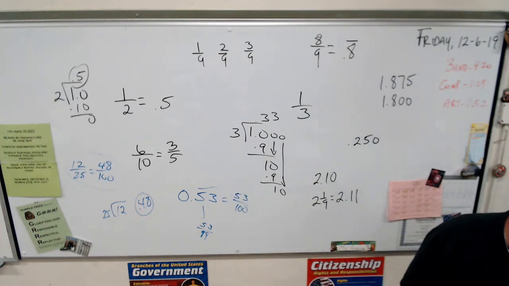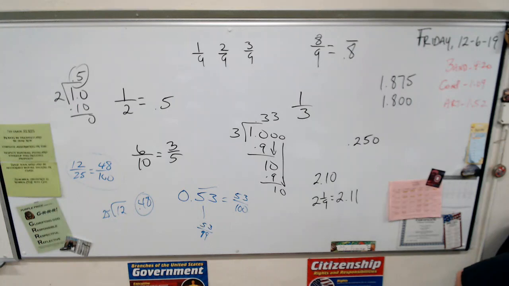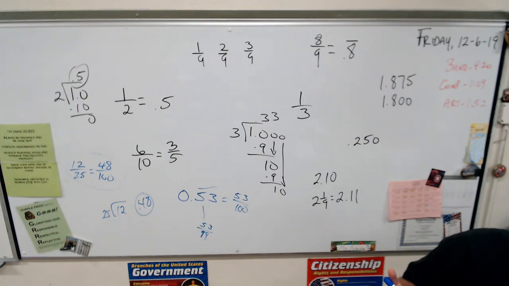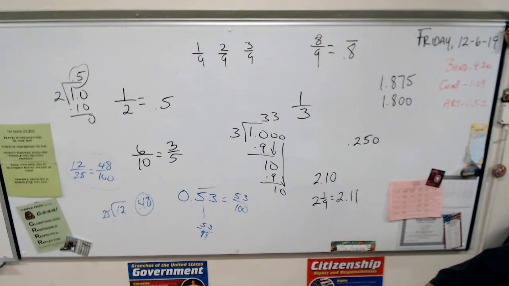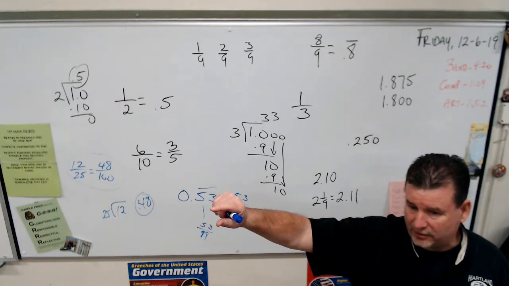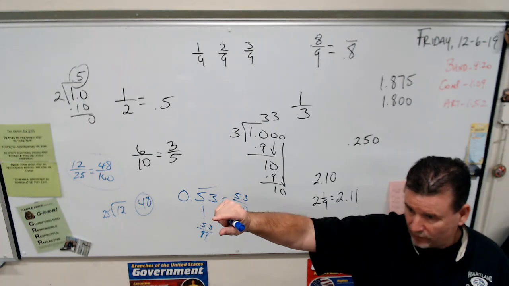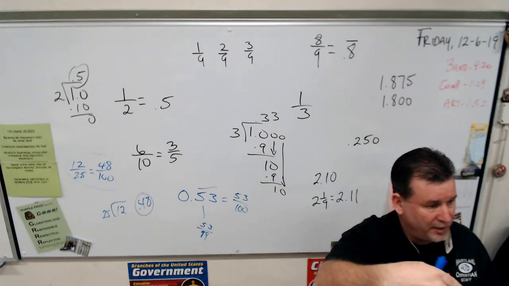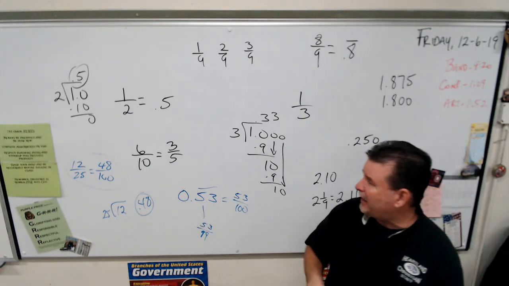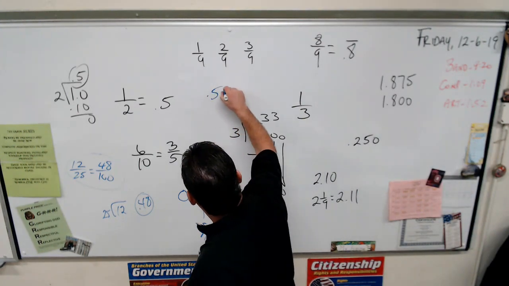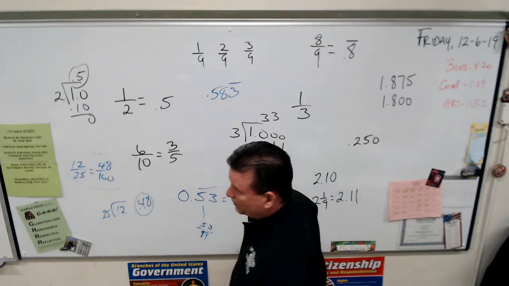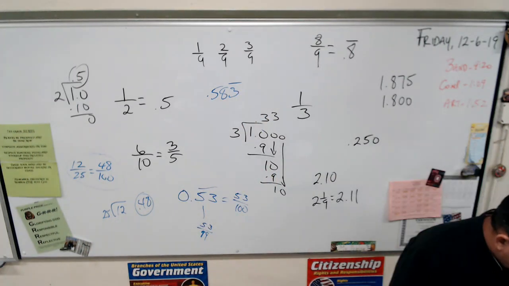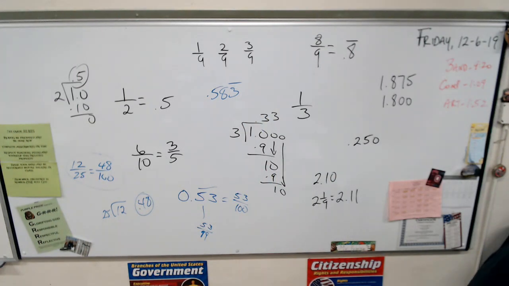All right, number 17. Toughest one so far. 0.58, 3, only the 3 repeats. Sometimes you'll get a series of 2 or 3 numbers that repeat. In this one, it's 0.58. Only the 3 repeats.